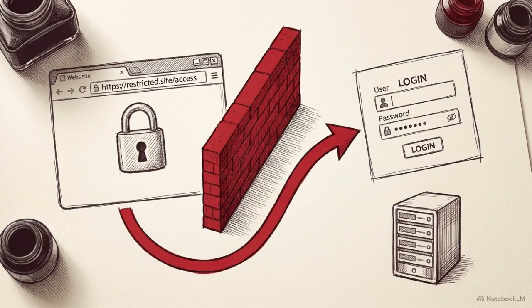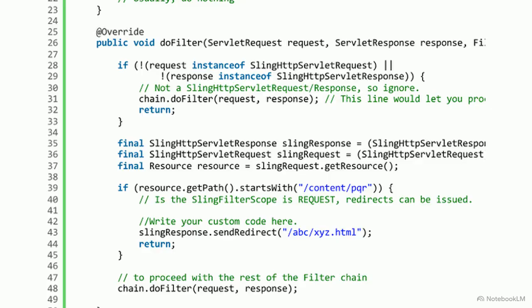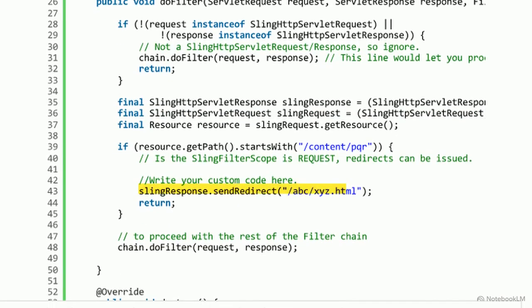Handling redirects at this level ensures that security policies are enforced before the server spends any resources rendering the restricted page. In this solution, we first cast the standard servlet request to a Sling HTTP request to gain access to AEM-specific resource paths. We then use an if statement to check if the current request path starts with a designated secure directory. If that condition is met, we execute sendRedirect on the Sling HTTP servlet response object to reroute the user to the login page.